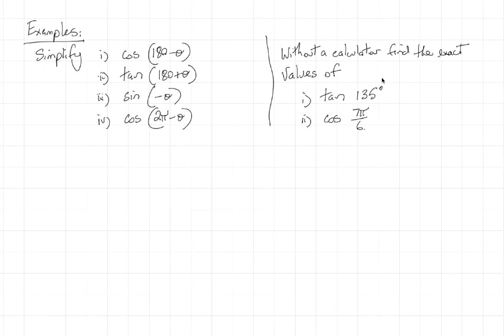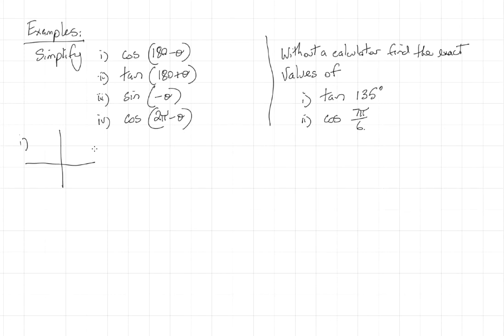Right, here we've got some examples of finding the sine, cos and tan of angles in any quadrant. Your first step with all of these, I think, is to actually draw a quick little unit circle to locate where the angle is actually going to be, in which quadrant, and then to work through from there. So we've got cos of 180 minus theta. So let's do number one.